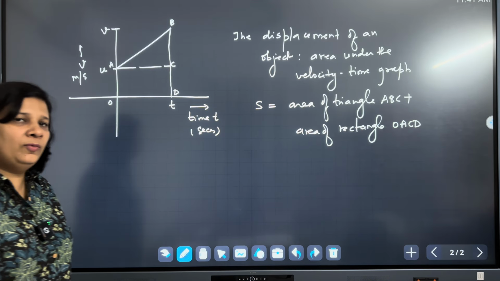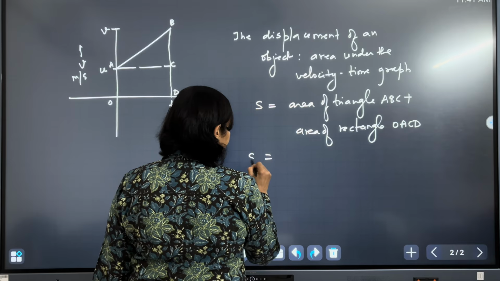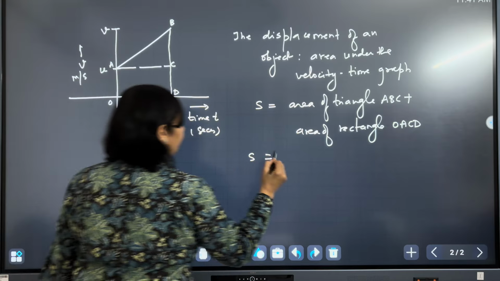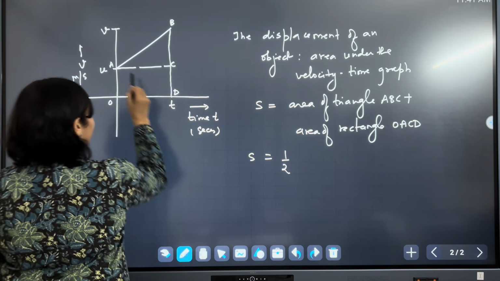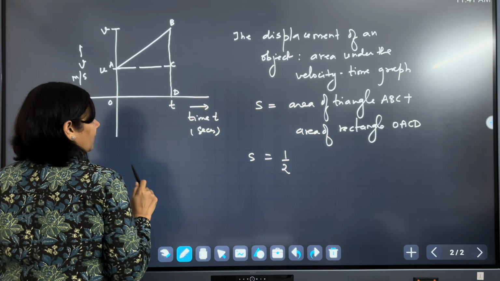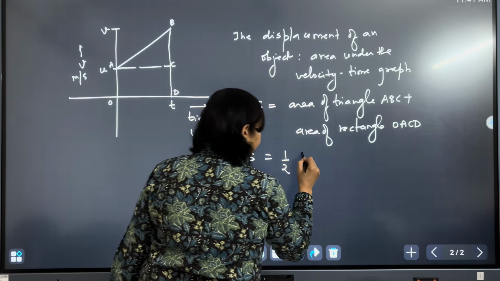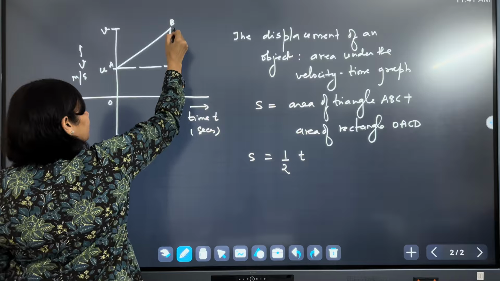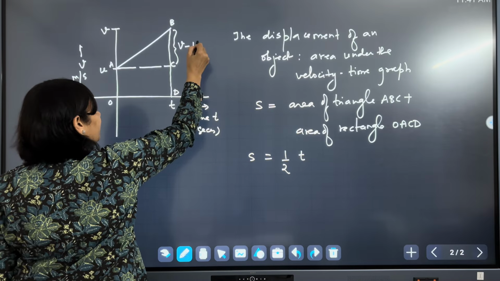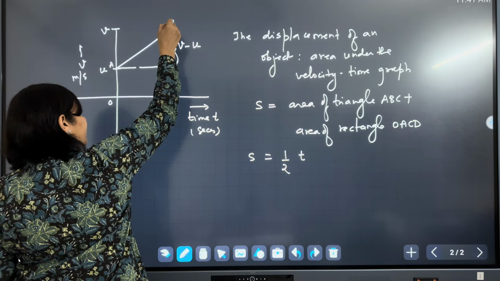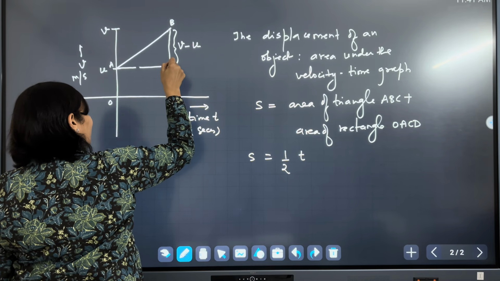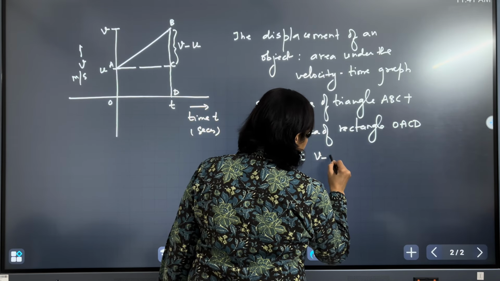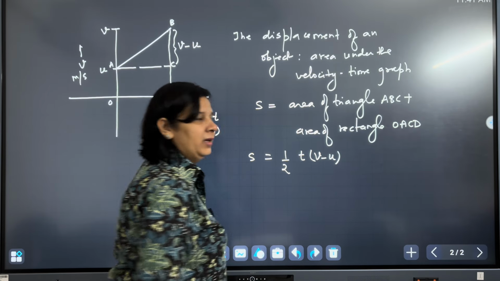Okay. Now how do we calculate the area of a triangle? Half into base into height, right? So this is half. Base is how much? AC, that is equal to t, right? Height is how much? BC. So this is equal to v minus u, right? Because this coordinate is v and this is u on the y-axis. This height will be v minus u. This is the area of the triangle.